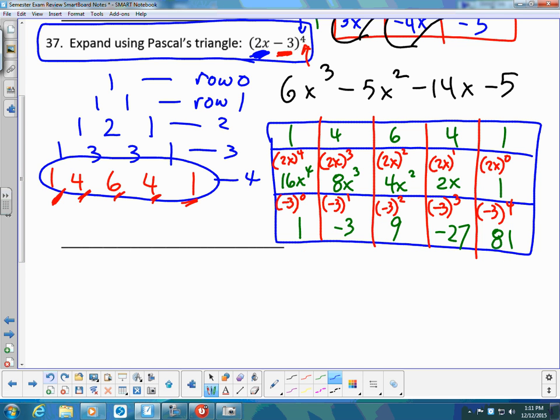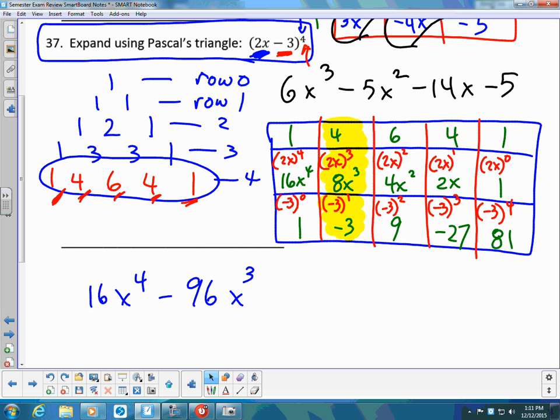Okay, so now the next step is to multiply down. So we're going to multiply 1 times the 16x to the 4th times 1. And when we do that, we get 16x to the 4th. Then we're going to take and multiply 4 times 8x cubed times a negative 3. And we're going to end up getting a negative 96x cubed.